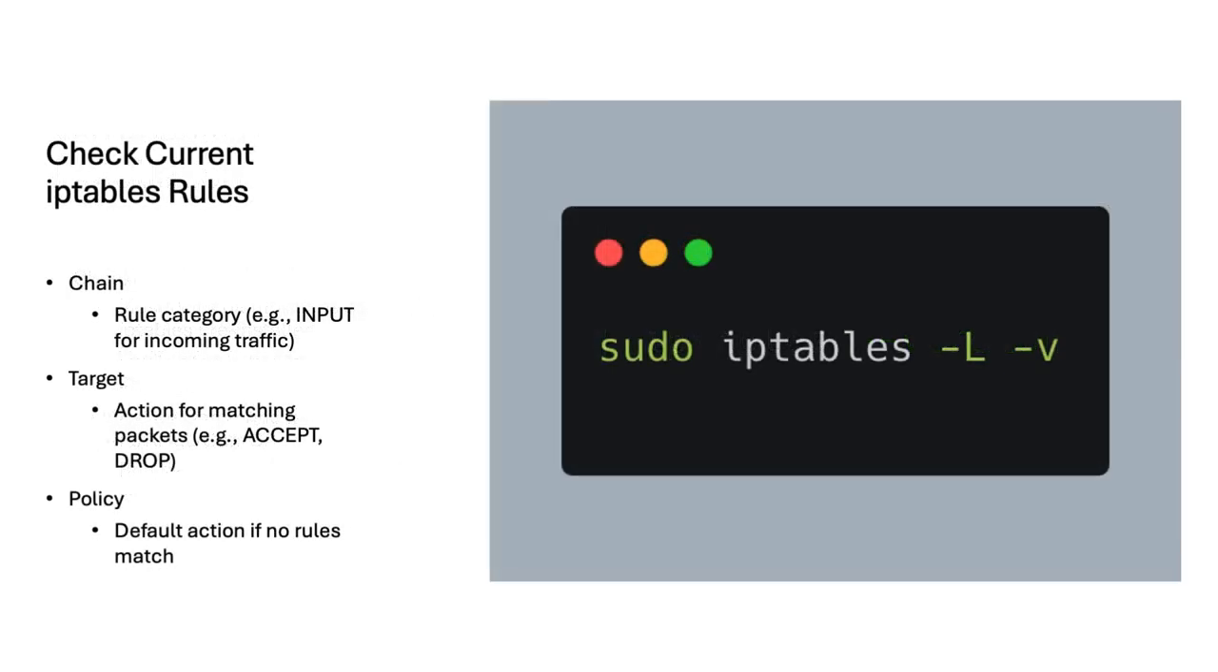To view current rules, you need to understand the chain, target, and policy. Chain refers to the rule category, target specifies the action for a matching packet, and policy is the default action if no rules match.